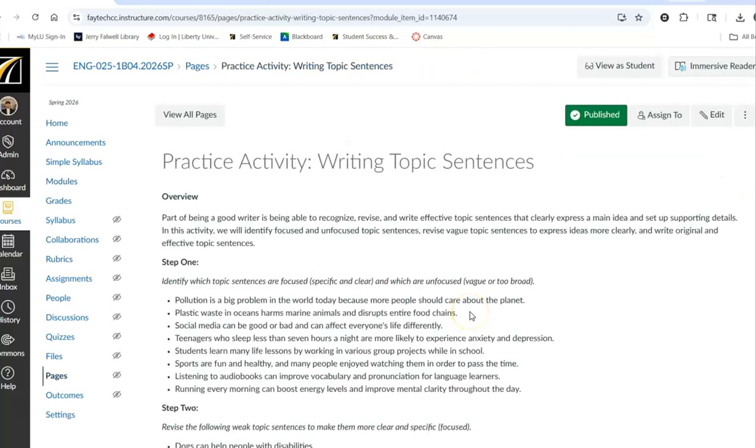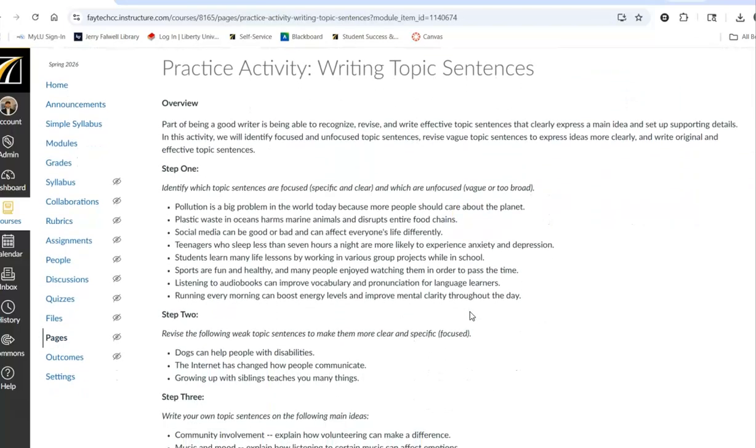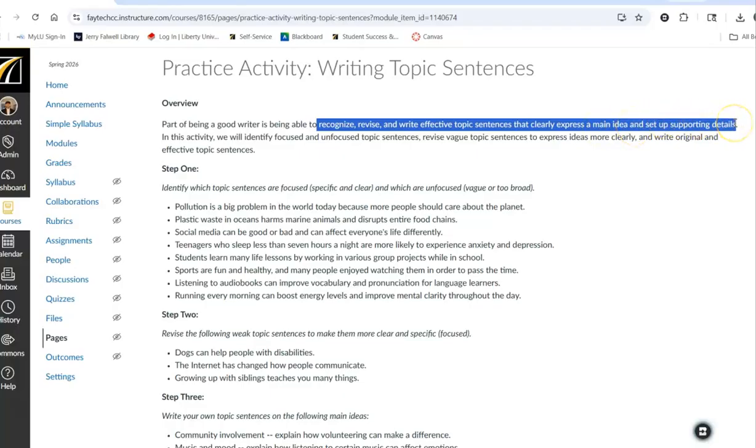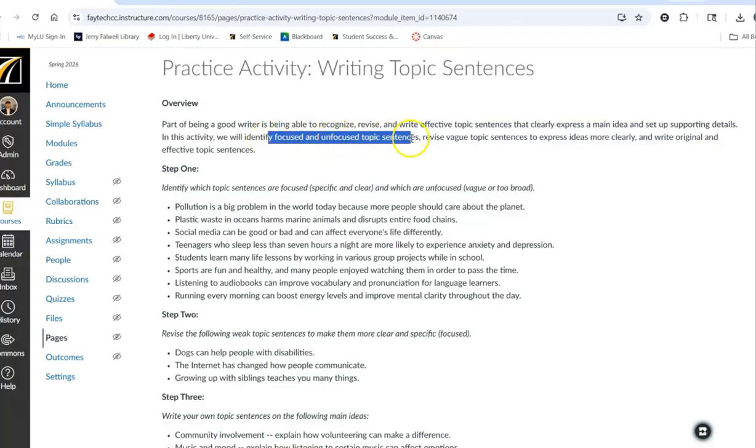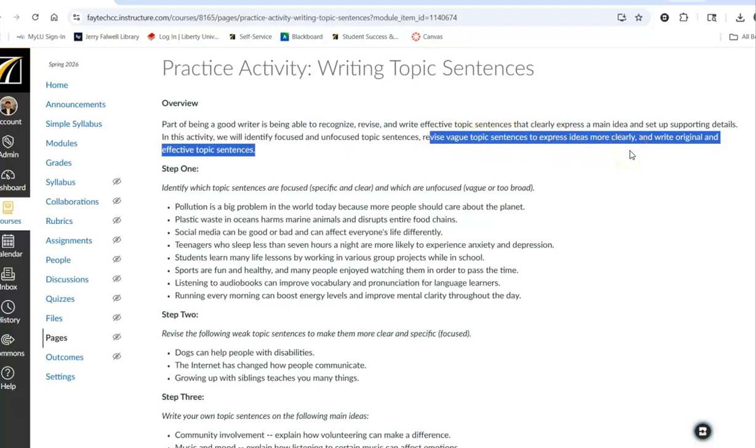Let's take a moment, though, and look at the practice activity. This is not the assignment. This is just the practice. It mentions that part of being a good writer is the ability to recognize, revise, and write effective topic sentences that clearly express a main idea and set up supporting details. And so in this activity we're going to focus on identifying focused and unfocused topic sentences, revising the unfocused or vague ones to express ideas more clearly, and writing an original effective topic sentence.